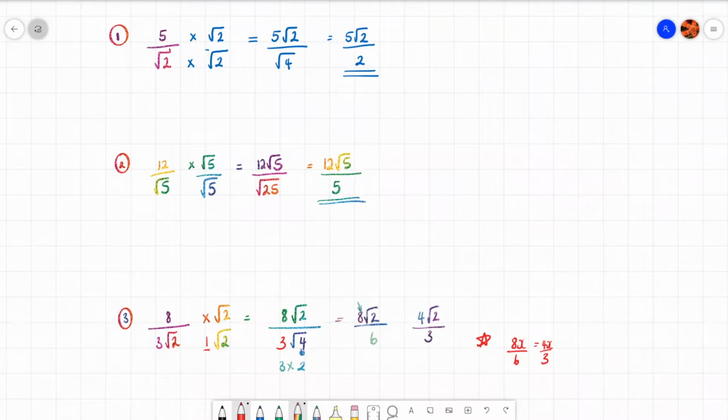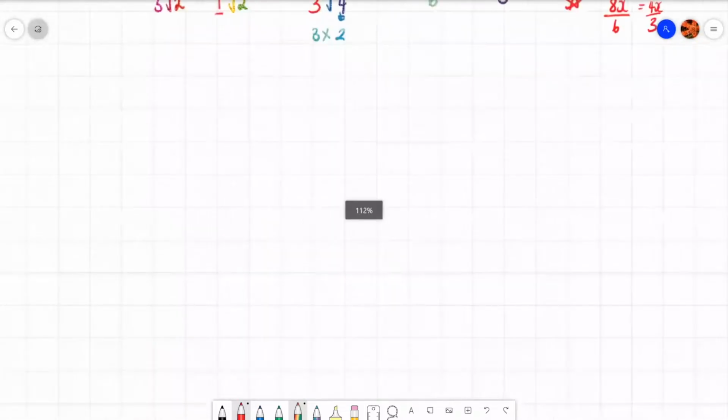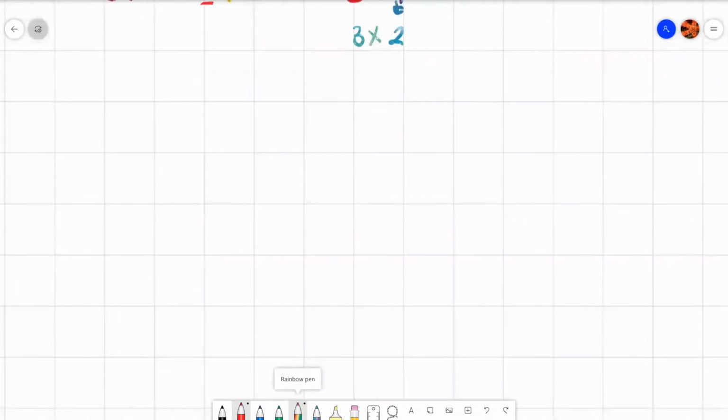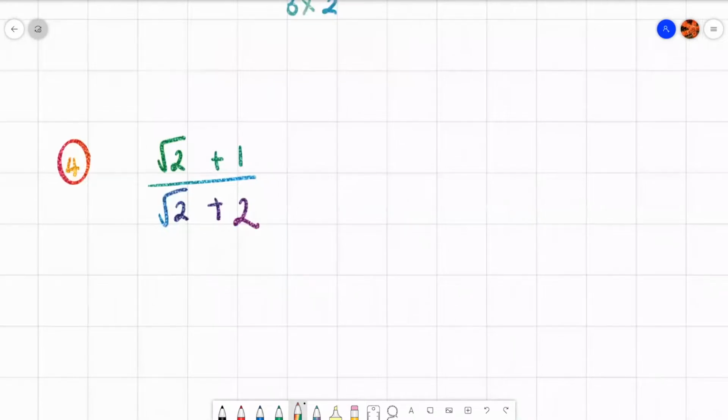However, this all changes when you have something like this. So example number 4. We have square root of 2 plus 1 all over square root of 2 plus 2. Now, we need to rationalize our denominator, okay? At the bottom, we don't want a square root.